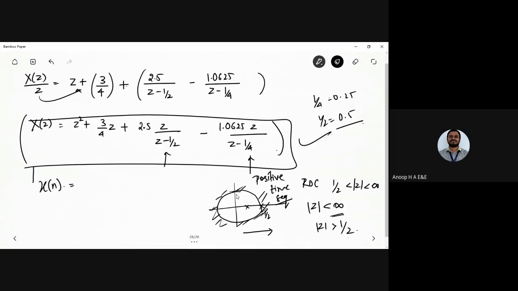So from X(z) to x of n, if I want to find out, I need to take the individual inverse z transform of this, and I have to find out what is x of n depending on the ROC that is given over here. Can you let me know now what would be the inverse z transform of it?